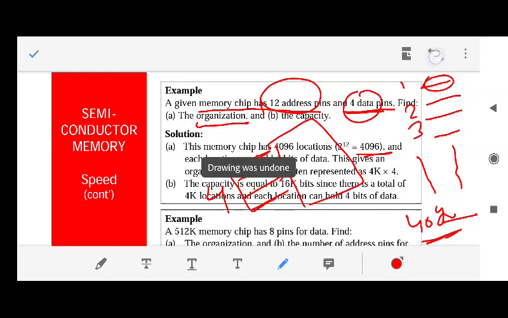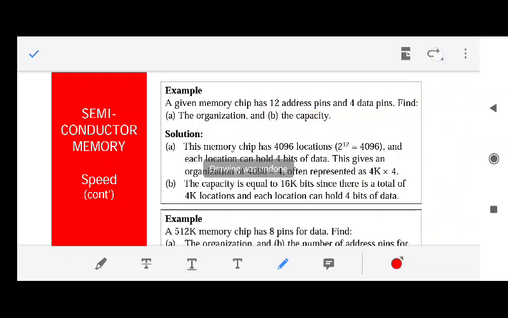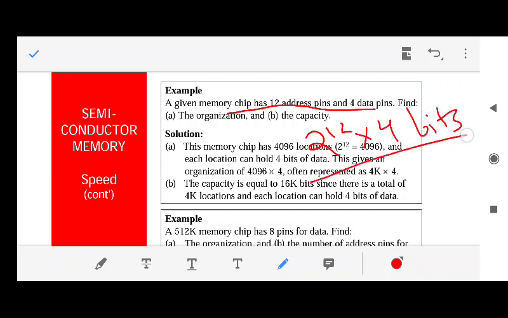So how do we write this memory? This is the standard way of writing the memory: 2 to the power 12 multiplied by 4 bits. 2 to the power 12 means 4 kilo. So instead of writing 4 kilobytes of memory, you write 4 kilo multiplied by 4. Here 4 means the data lines, and 4k means the total number of locations.